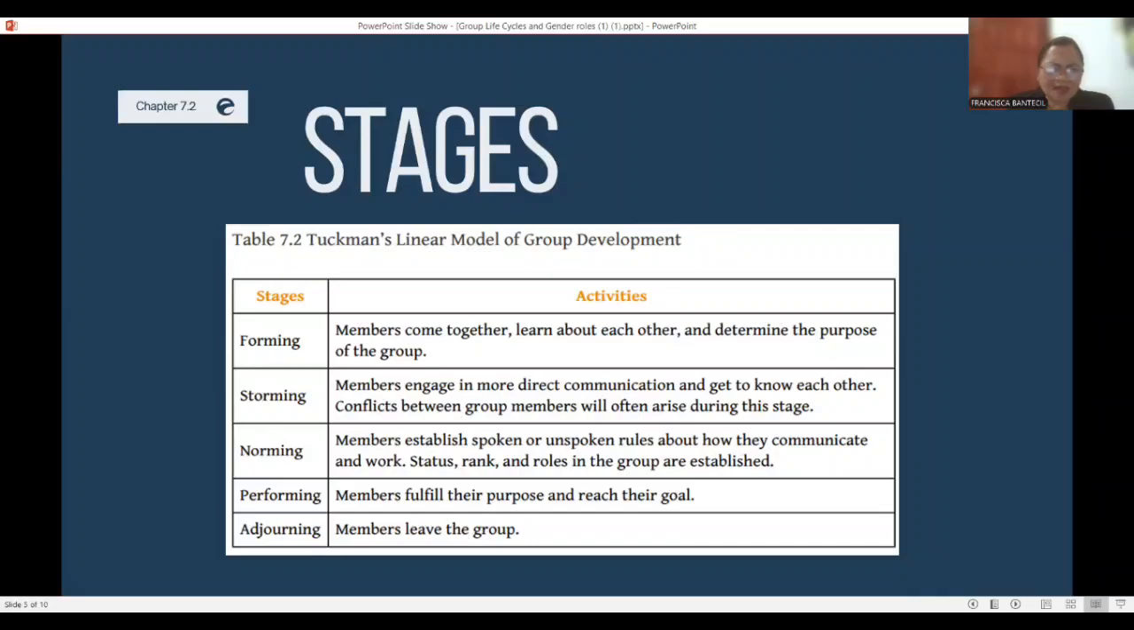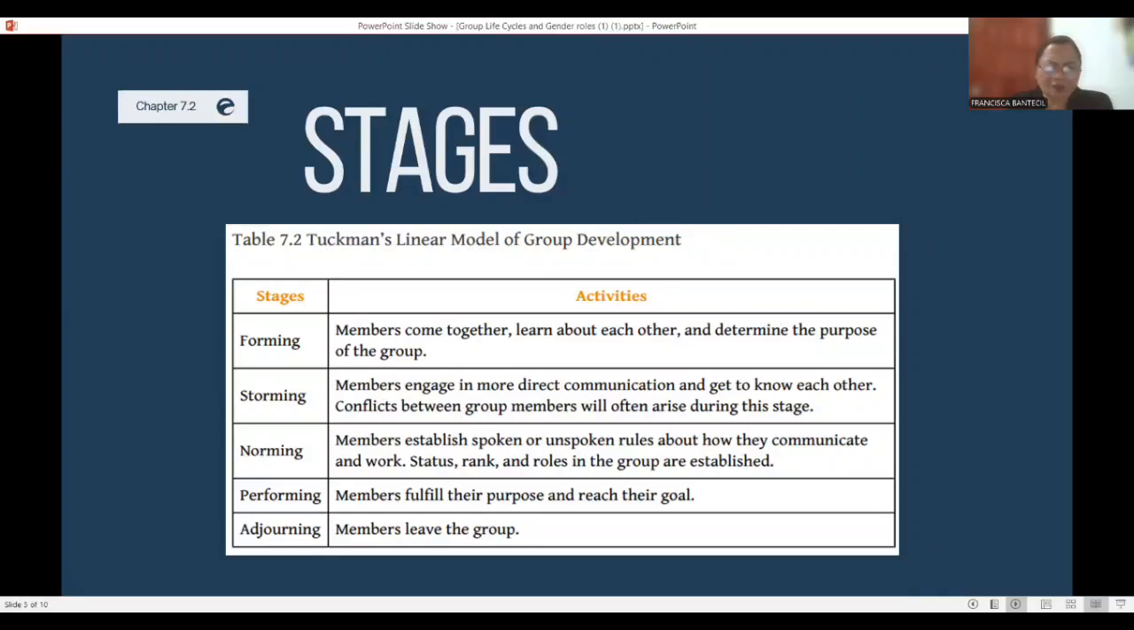Meaning to say, performing members fulfill their purpose and reach their goal. And the last is the adjourning stage. This group completes the task assigned. So, members feel a sense of loss or accomplishment. So, the group already disbands or they leave the group.